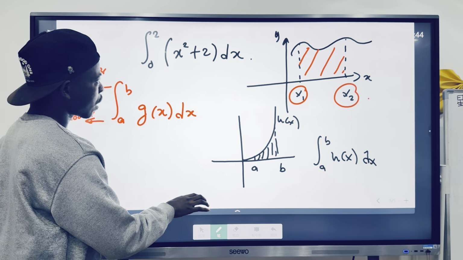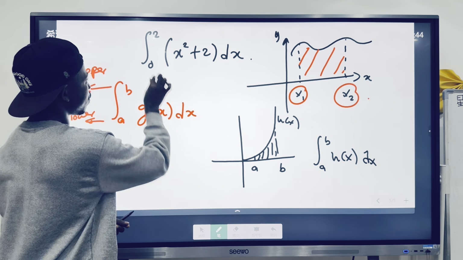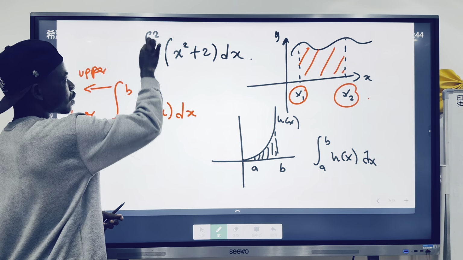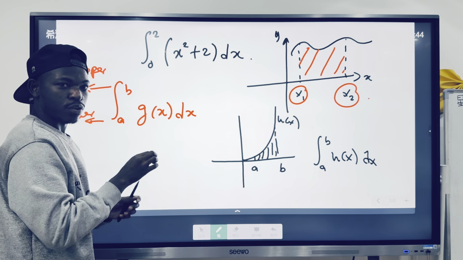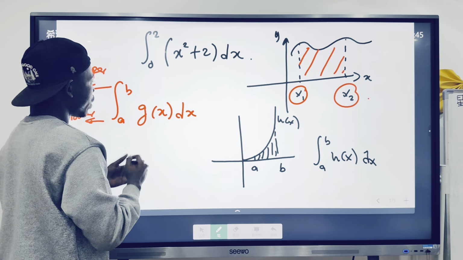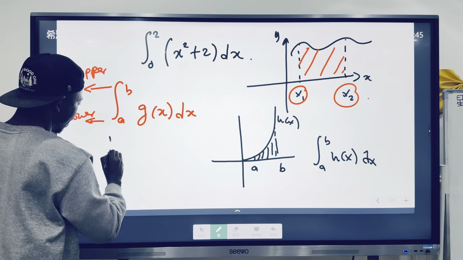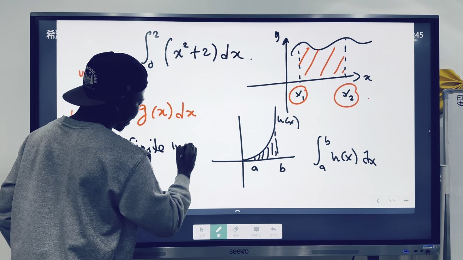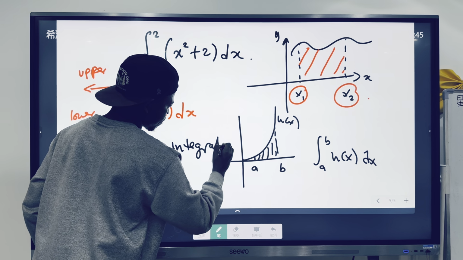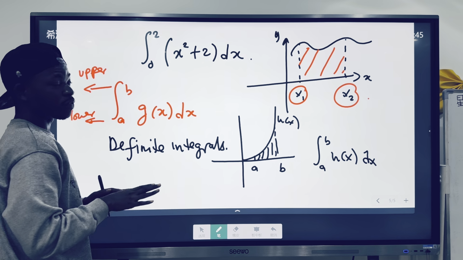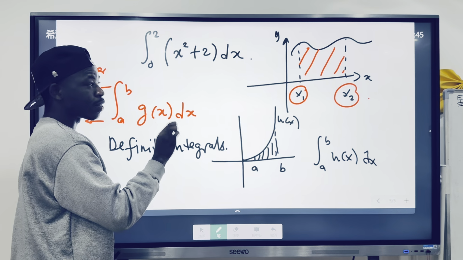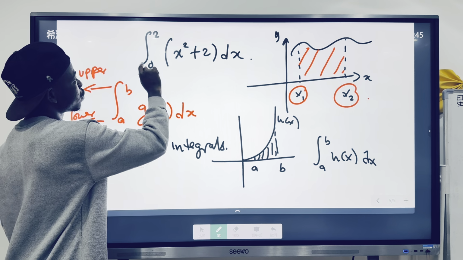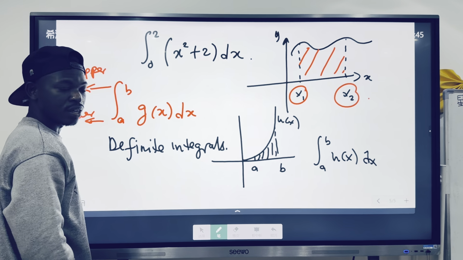Now the question is, how do we integrate every time we have these limits? Once you have these limits, you're now finding the exact value. You're finding the exact area. We now call these limits the definite integrals. So every time we have definite integrals, we shall give you the limits between which you are integrating. So from 0 to 2, integrate this one. So what do we do?